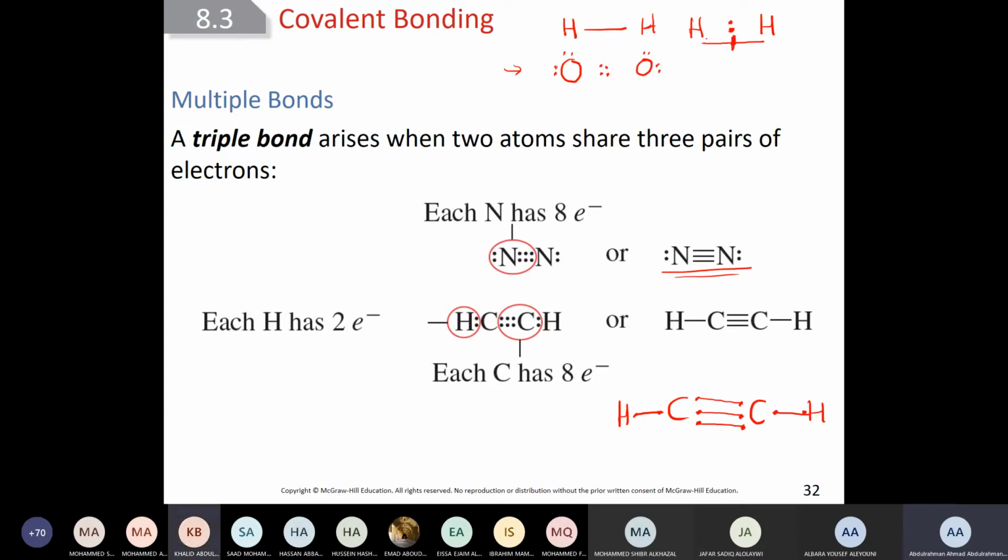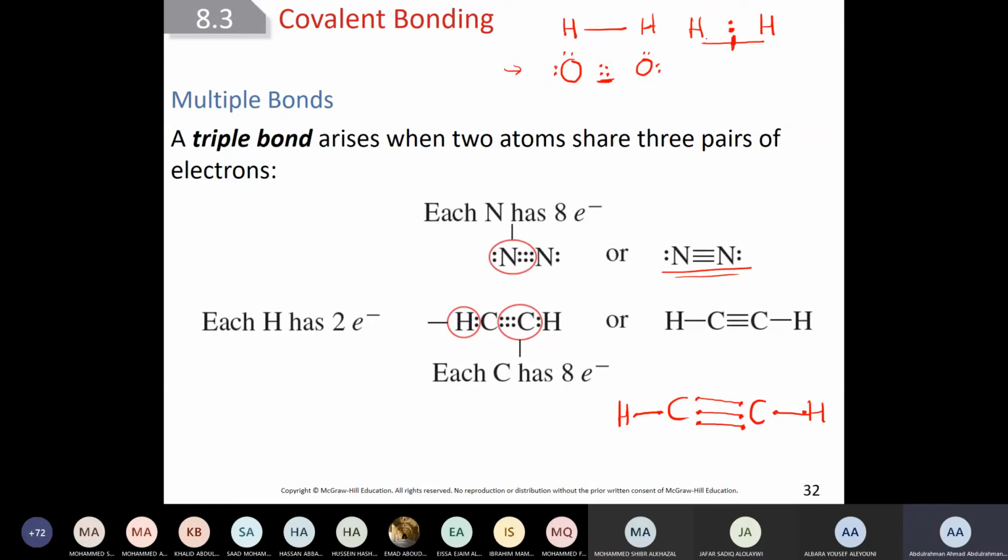Is this right? Yes. And how many? Does it apply the octet rule? Yes. And also, I want to tell you that the electrons are exactly in the middle between O and O. Is this clear?